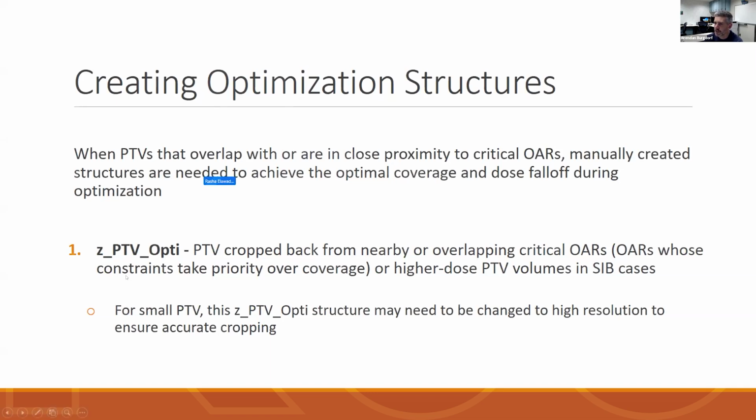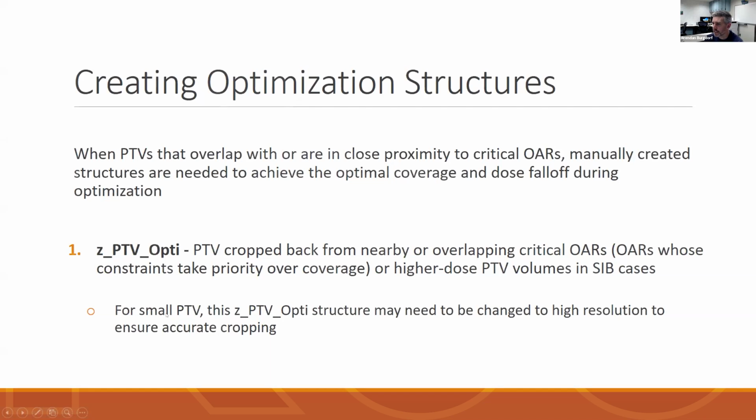So the first structure that we'll talk about is the ZPTV opti. This is the physician-defined PTV cropped back from any nearby or overlapping critical OARs. Again, those are OARs whose constraints will take priority over coverage. Or we will crop these back from higher dose PTV volumes in simultaneous infield boost cases. So if we're treating 2 targets, one to a higher dose level and one to a lower dose level, and those 2 targets overlap, we'll want to crop away the lower dose PTV from the higher dose PTV.